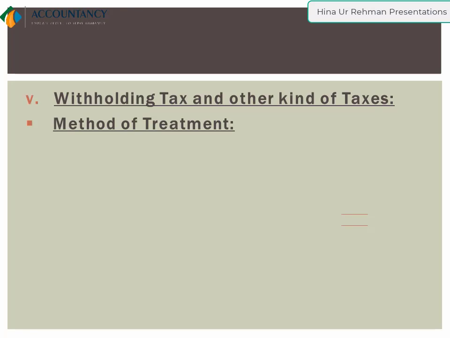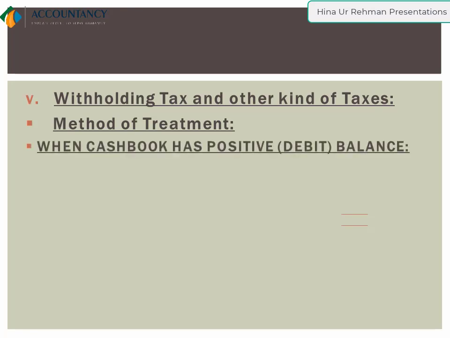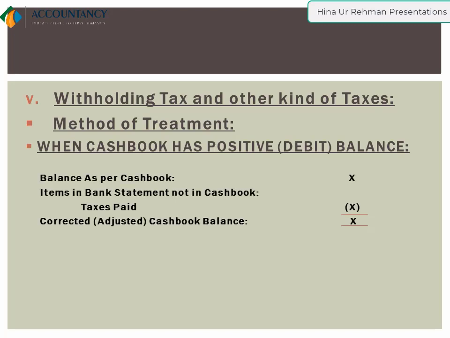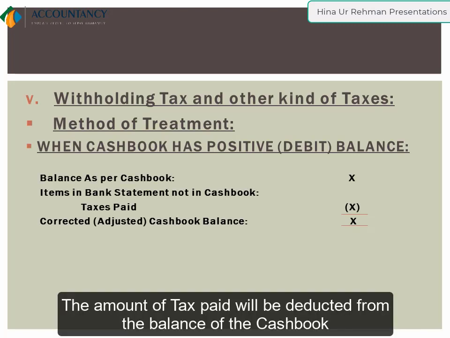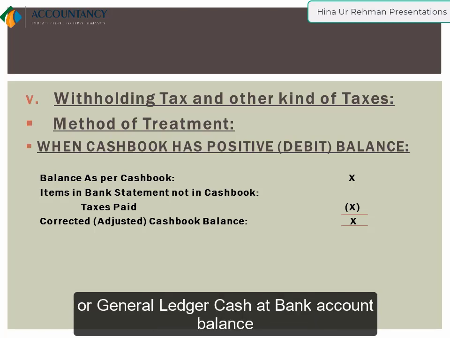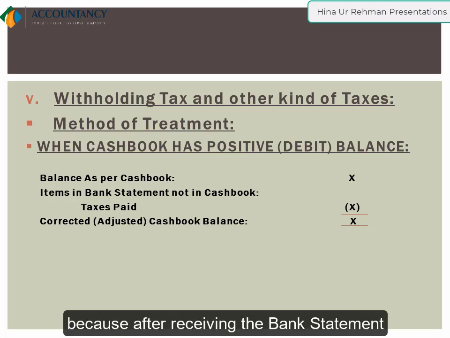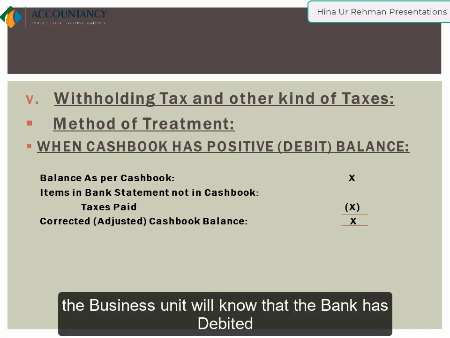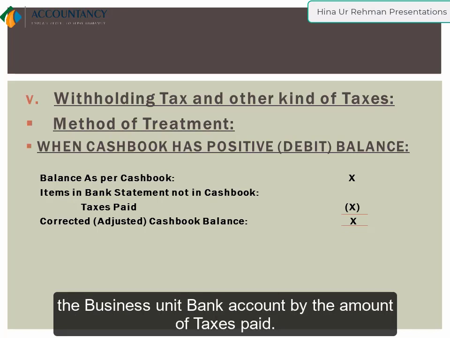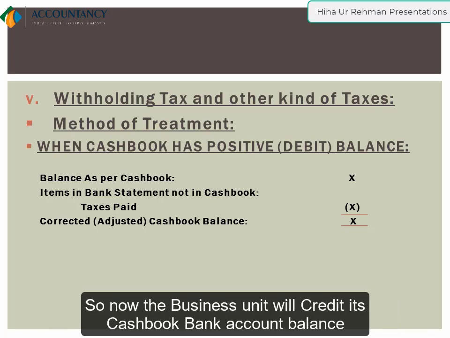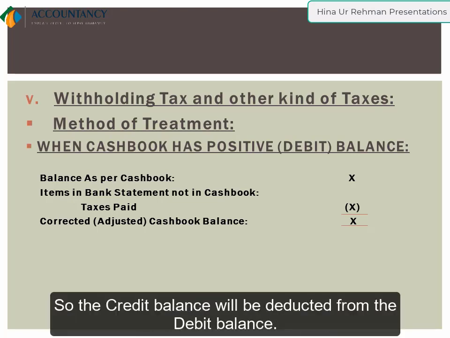Method of treatment. When cash book has positive debit balance, the amount of tax paid will be deducted from the balance of the cash book or general ledger cash at bank account balance, because after receiving the bank statement, the business unit will know that the bank has debited the business unit bank account by the amount of taxes paid. So now the business unit will credit its cash book bank account balance by the amount of taxes paid. So the credit balance will be deducted from the debit balance.